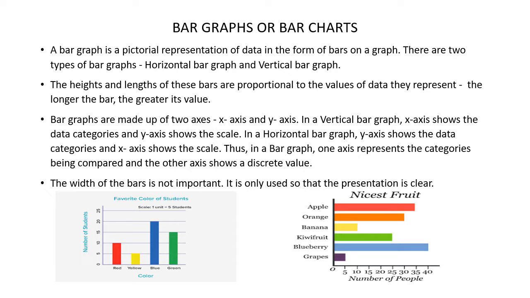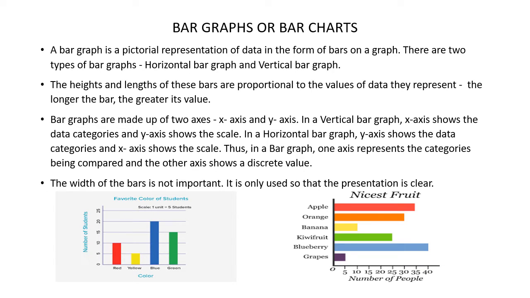Now in this horizontal bar graph, the y-axis shows the data categories, whereas the x-axis shows the scale. Here the y-axis shows the different types of fruits, whereas the x-axis shows the number of people who like these fruits. Thus, in a bar graph, one axis represents the categories being compared and the other axis shows the value.